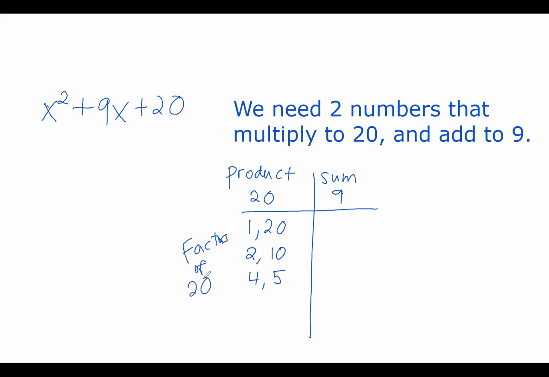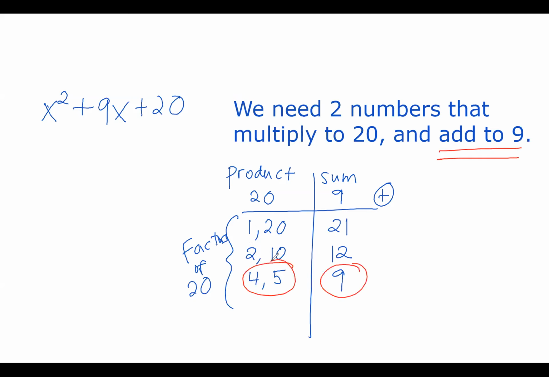Okay, now I'm going to add them. And that's where I fill in the rest of my chart here. When I add these factors of 20, 1 plus 20, let's see what I get for my sum. 1 plus 20 is 21. 2 plus 10 is 12. 4 plus 5 is 9. Now, remember what we were looking for. We were looking for factors of 20 that add to 9. Here they are. Okay, so the 2 numbers are 4 and 5. Those are the ones that add to 9.